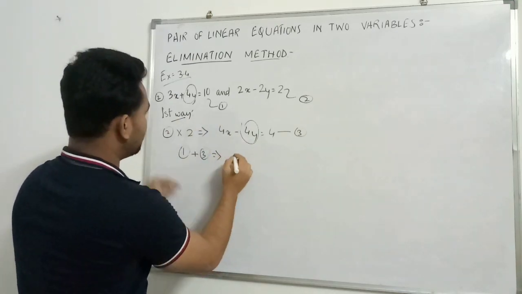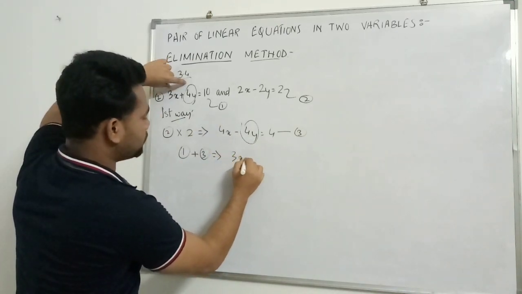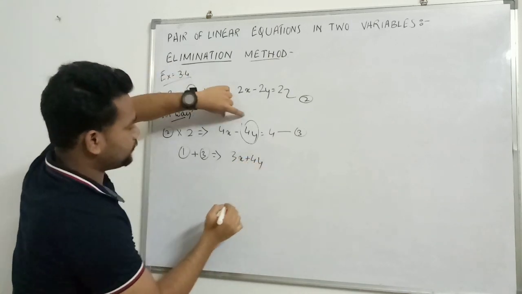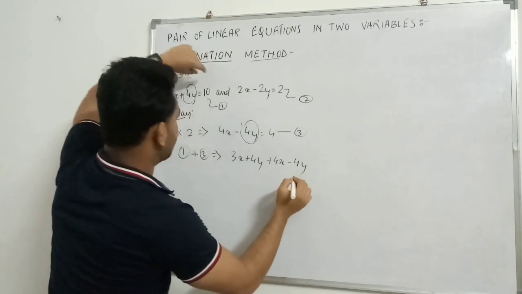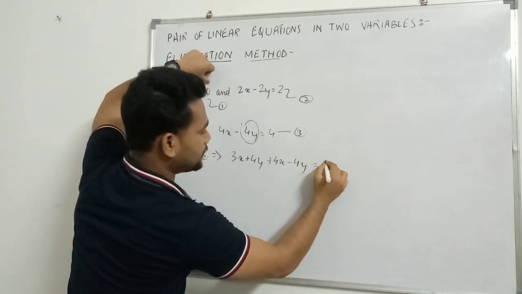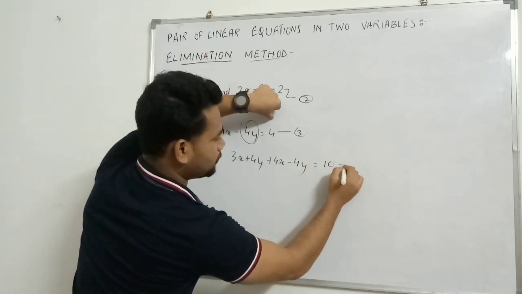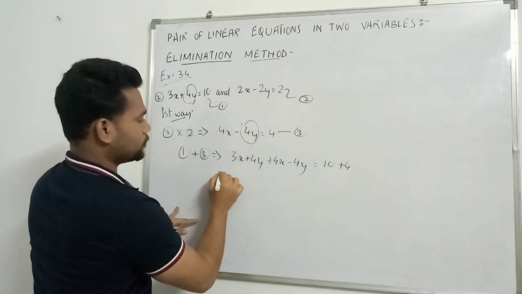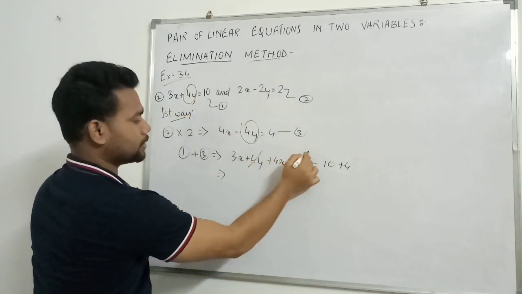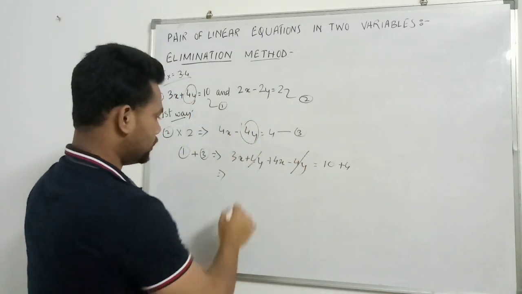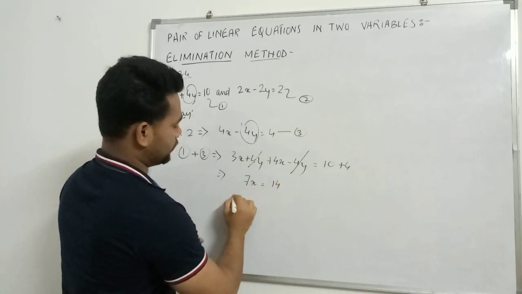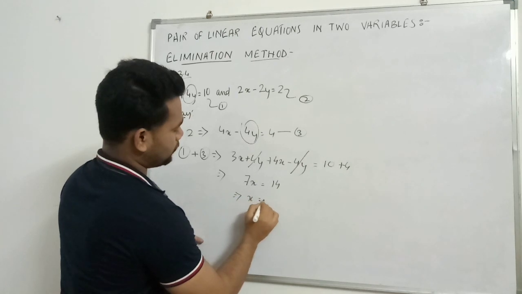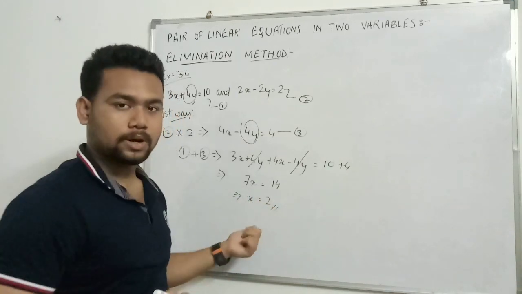So left hand side, 3x plus 4y plus 4x minus 4y, and the right hand side is 10 plus 8. So finally the y terms cancel out. We get 7x equal to 14. Now x is what? x is 2. You found x.